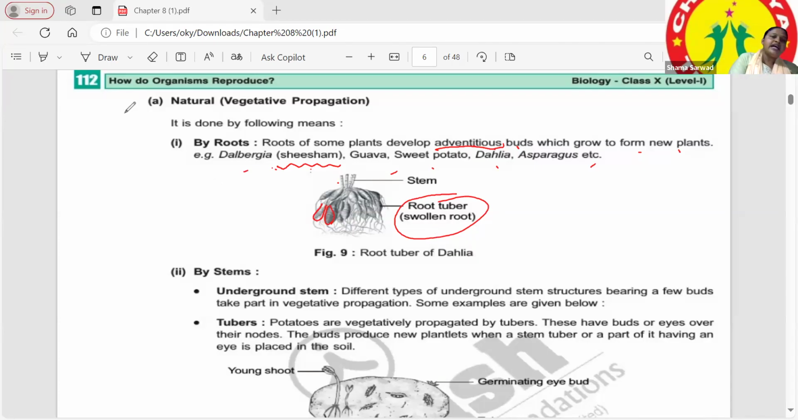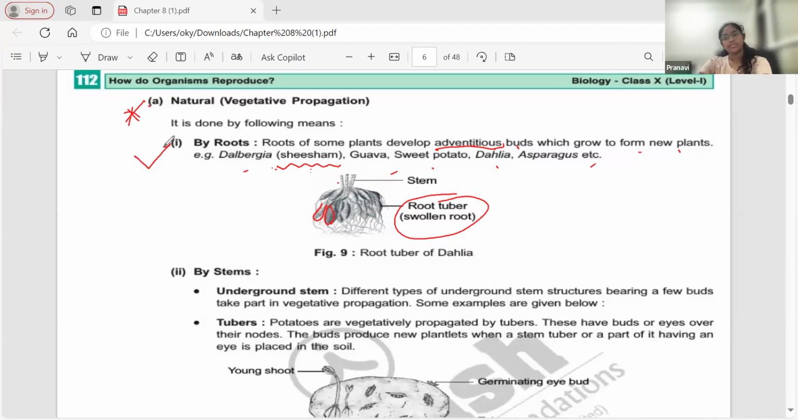So this is natural vegetative propagation. How exactly will that work if we're planting a dahlia plant? It'll flower and everything as usual, but then there's going to be a plant inside the roots. So how does that work?